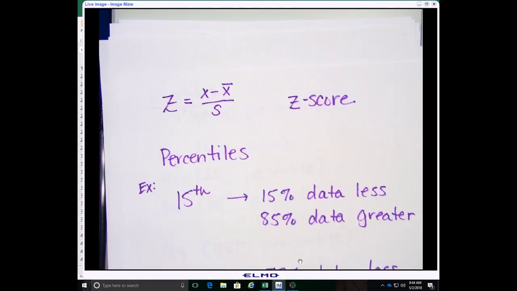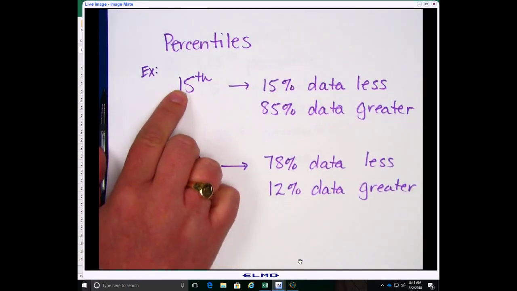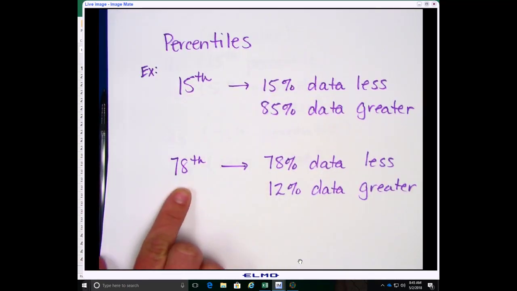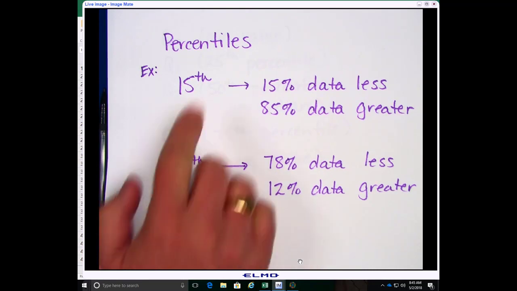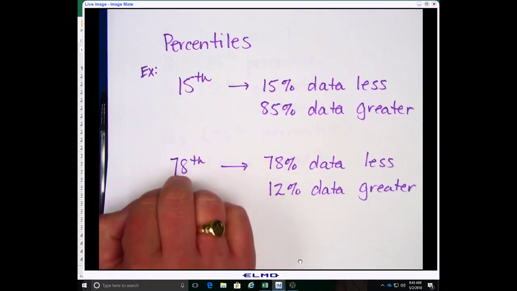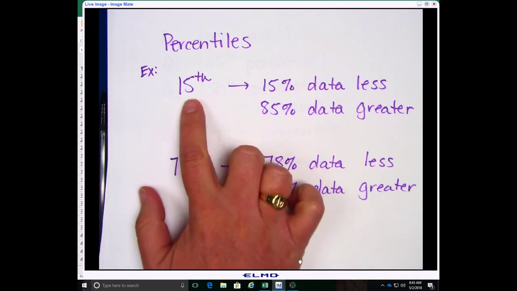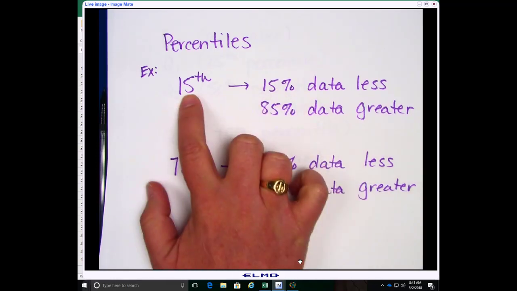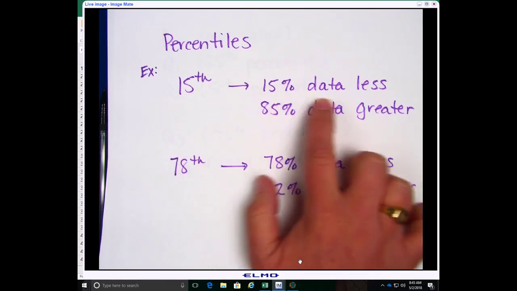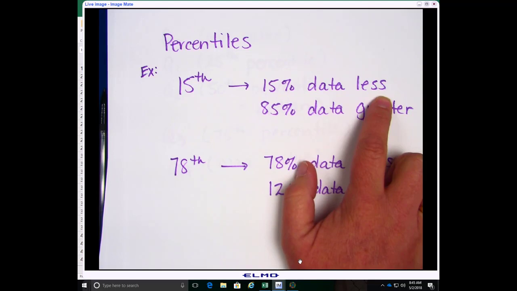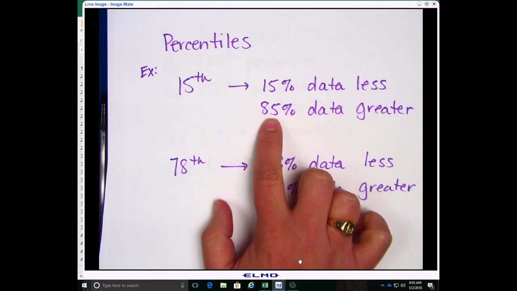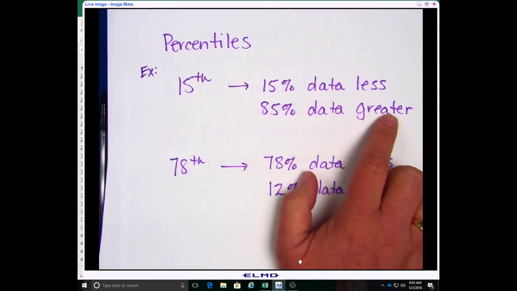All right, percentiles. Percentiles give you a number, so you might be in the 15th or the 78th percentile are the examples I'm giving, but we can pick any number we want between 1 and 99, okay? And what the percentile number tells me is, if it's the 15th percentile, 15% of my data will be less than that value, and 85% of the data will be greater than that value.